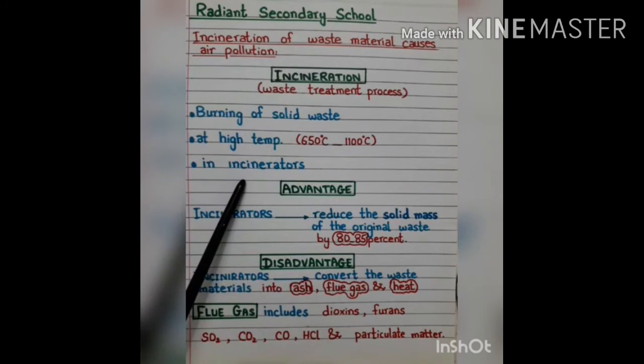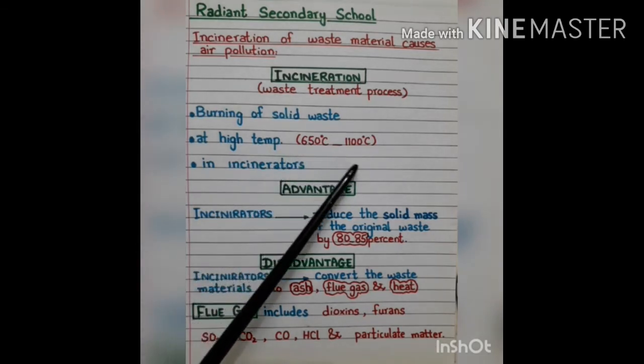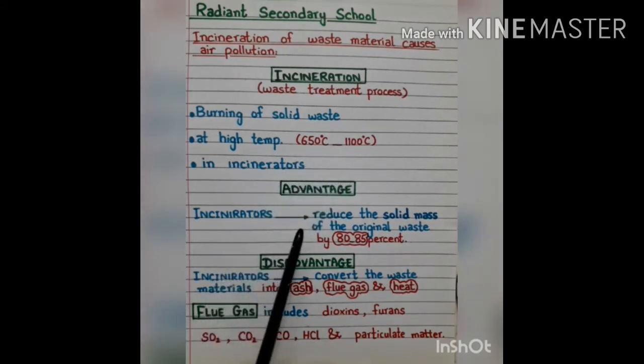Incinerator is a furnace used for burning waste. Furnace is a type of oven, an enclosed structure in which materials can be heated to a very high temperature. And you know, here the temperature is 650 Celsius to 1100 Celsius. Now the process of incineration has different advantages and disadvantages. Now let's see these. Incinerators reduce the solid mass of the original waste by 80 to 85%. Means waste is reduced to a large extent.